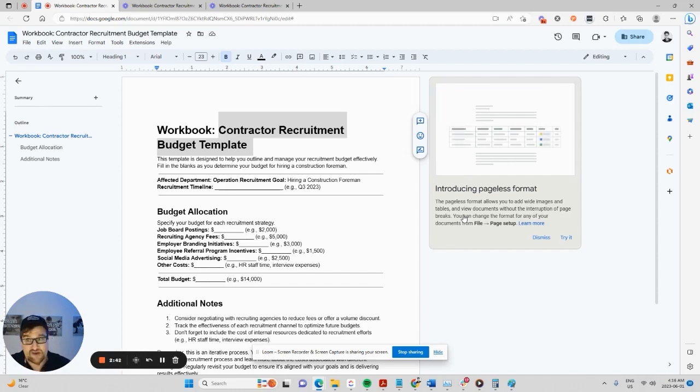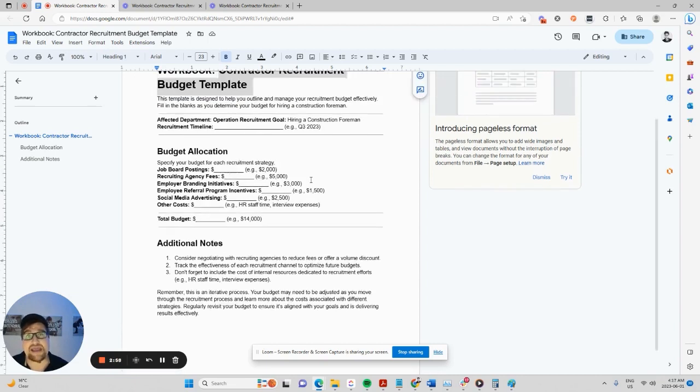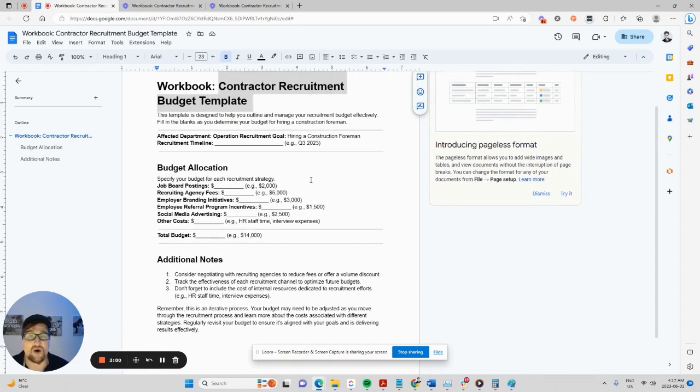But you can't make those decisions until you actually go through the process of budgeting for it and tracking the expenses. So what I want you to do is a very simple workbook assignment, and we're going to look at all the areas that we're actually spending money on this recruitment plan. That could be anything from your branding, referral programs, social media advertising, any other cost you can think of. We're going to start off by creating a budget.